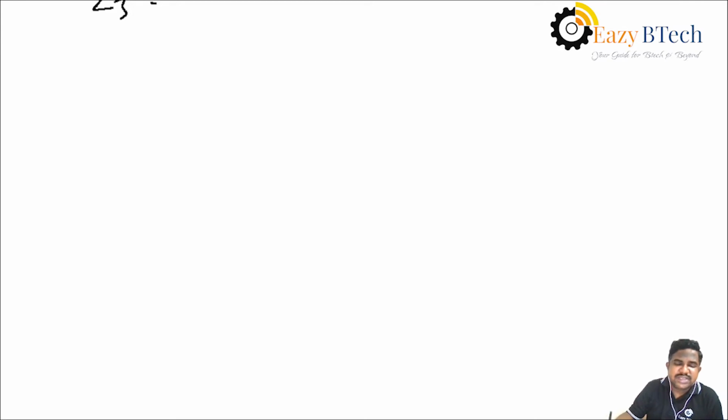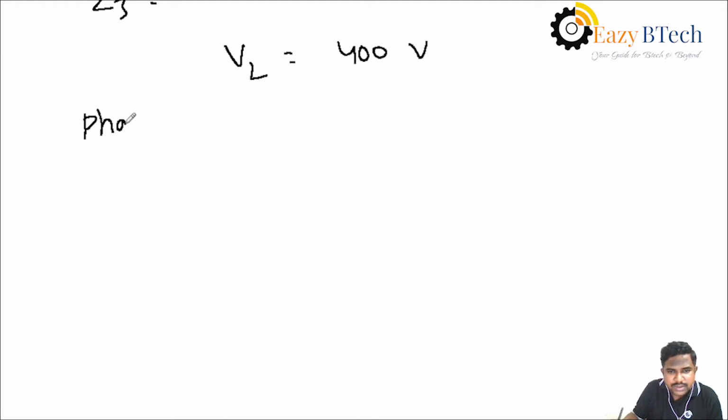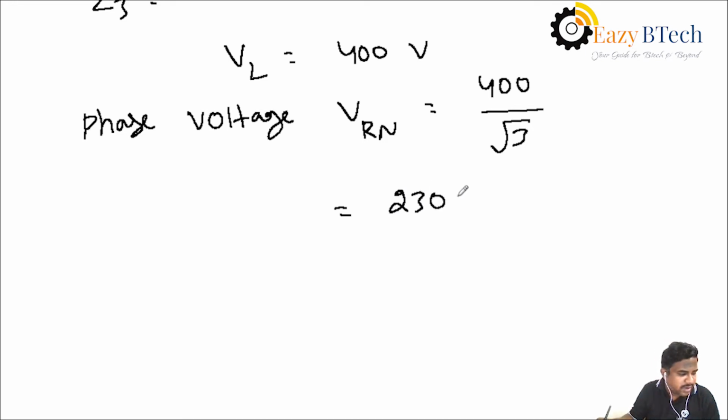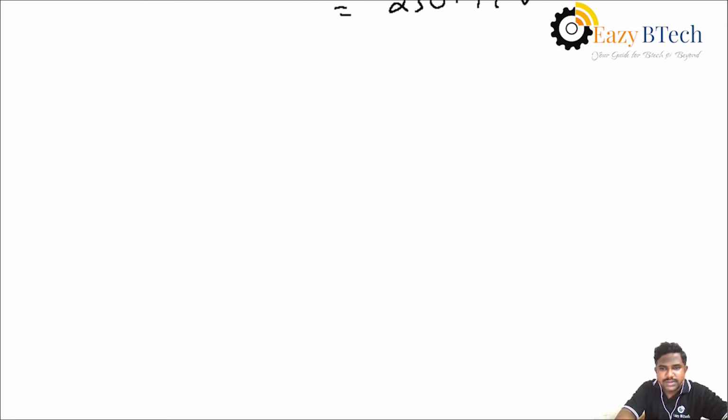Then we have considered the phase sequence is RYB, and the three phase supply line voltage is given as 400 volts. Then we have to find out the phase voltage, that is VRN. We know the relation VL equal to root 3 VPH in star connection. From that, VPH equal to VL by root 3. The phase voltage is found to be 230.94 volts. This is the reference phase voltage.